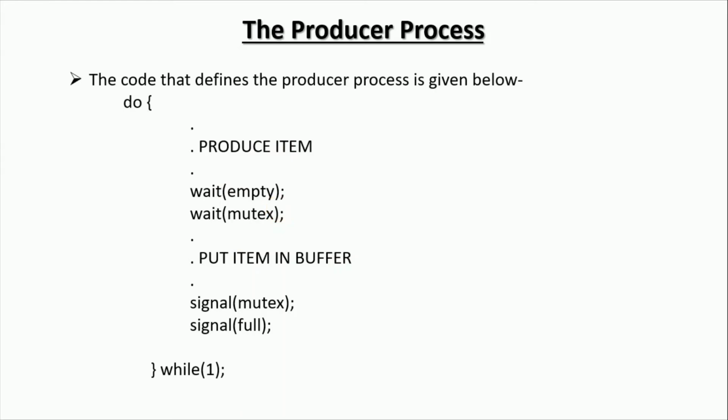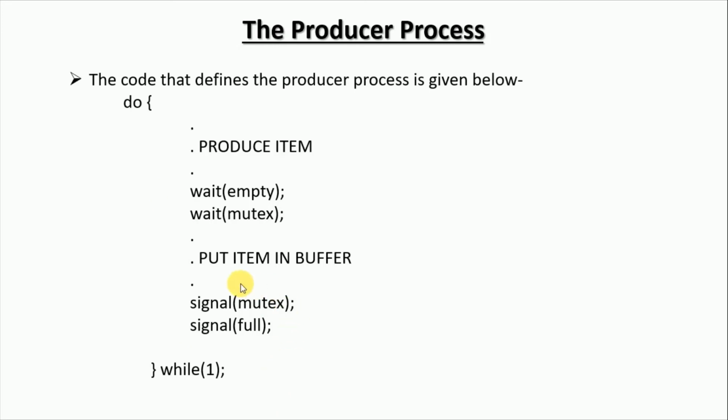Once the item is put in the buffer, the signal operation is carried out on mutex and full. The signal operation carried out on mutex indicates that the consumer process can now act, and the signal operation carried out on full shows that the buffer is full by 1. Here is the end of our producer process code.